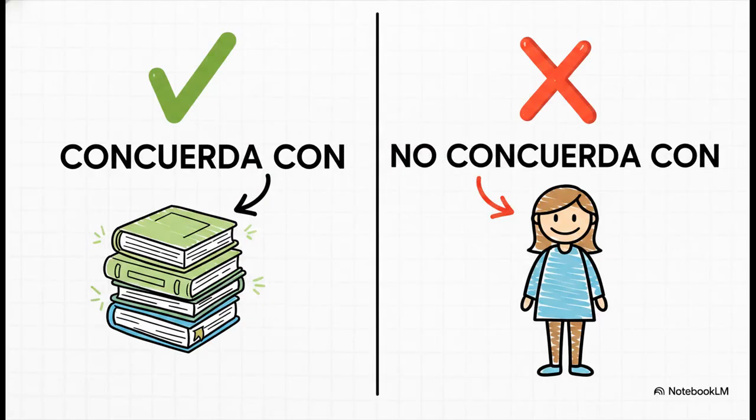So this is the main takeaway. If you remember one visual from this entire explainer, make it this one. In Spanish, the green check mark goes to agreeing with the thing that is possessed, and the big red X goes to agreeing with the possessor. That's the golden rule. Burn it into your memory.